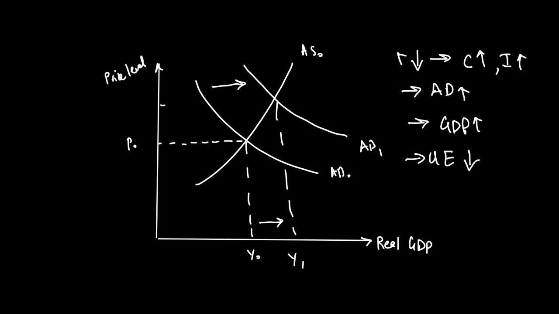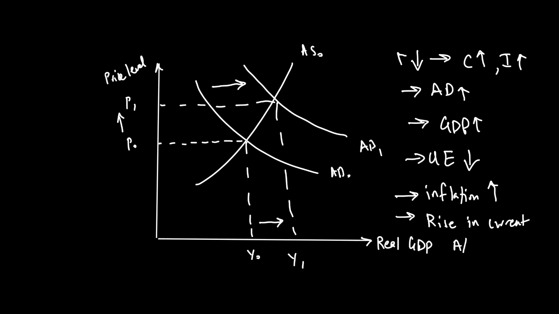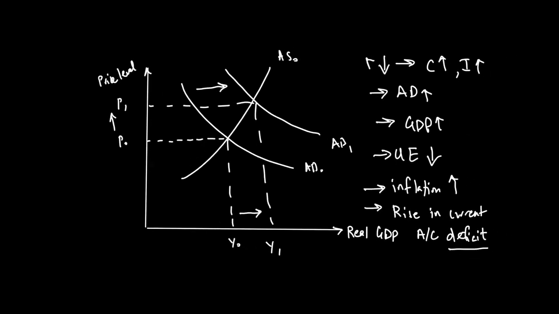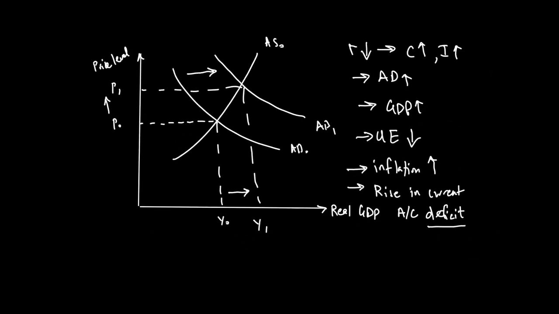But at the same time, because the price level is going up, you might see inflation go up. And if this rise in GDP also causes people to buy more imports, then we can also argue that there is going to be a rise in your current account deficit, because now there are more imports to be bought as compared to before. So there is a rise in your current account deficit that can happen. So we can say expansionary monetary policy can achieve our goals of increasing GDP and reducing unemployment.